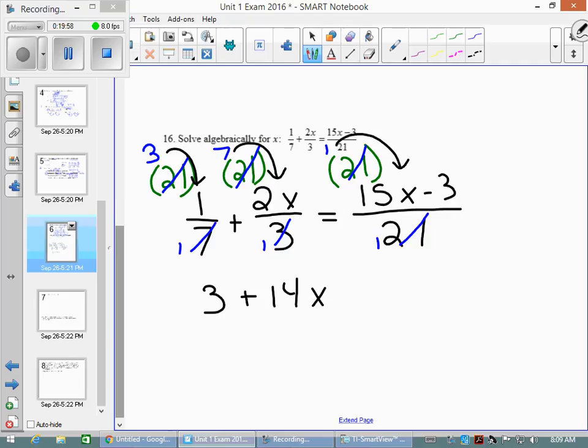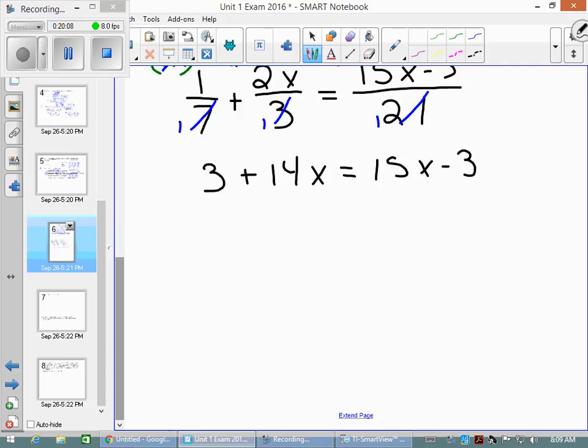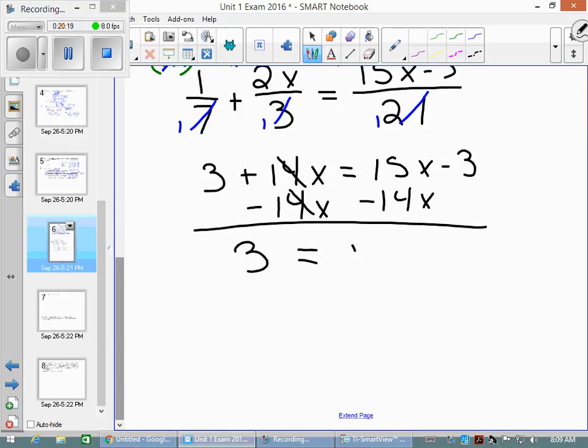Now that we have this, we can just solve our equation. If I subtract 14x, these cancel out, so I am left with 3 equals x minus 3. If I add 3 to this side, add 3 to this side, these cancel out, and I am left with my answer of x equals 6.